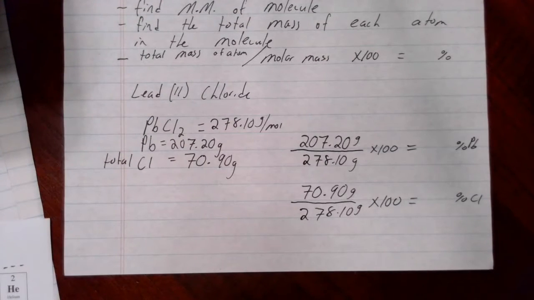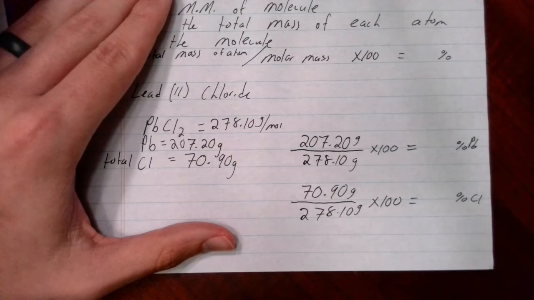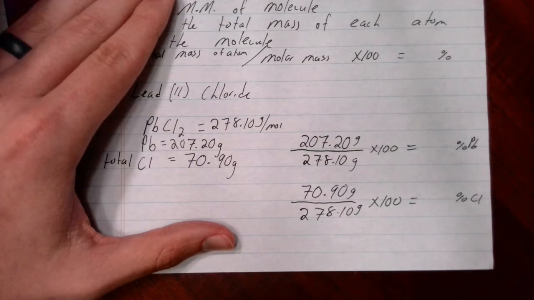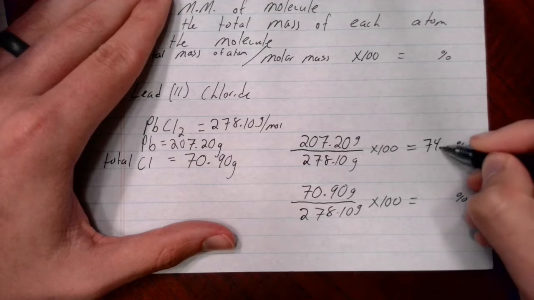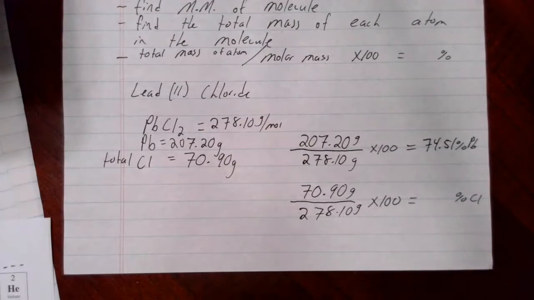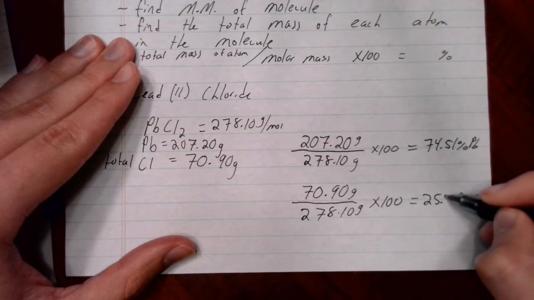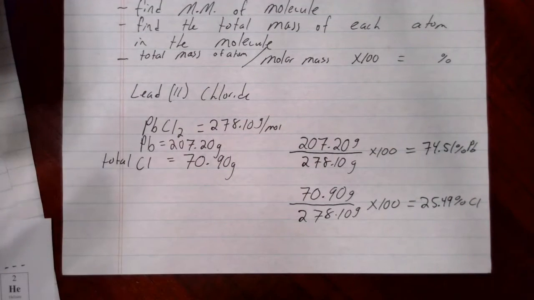Okay, let's go ahead and type this in and see what we get. So 207.2 divided by 278.1 times 100, and you get, so we can round these off to 2 decimal places. So we'll kind of ignore the significant figures rule here, and we'll round percent composition to 2 decimals. That's perfectly fine. So 74.51% lead. Then I go and solve the other one. 70.9 divided by 278.1 times 100, and you get 25.49.